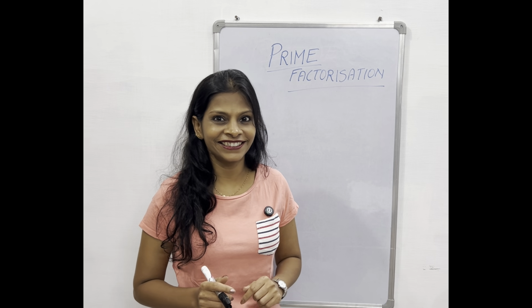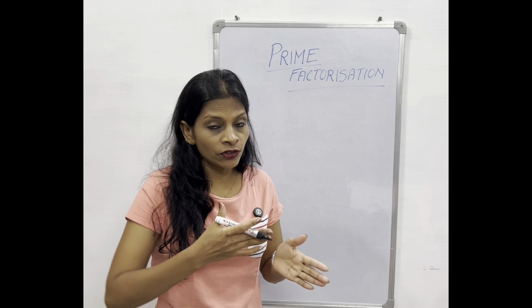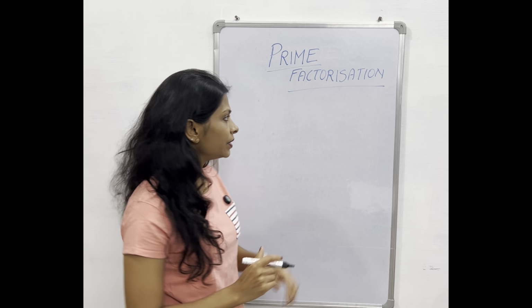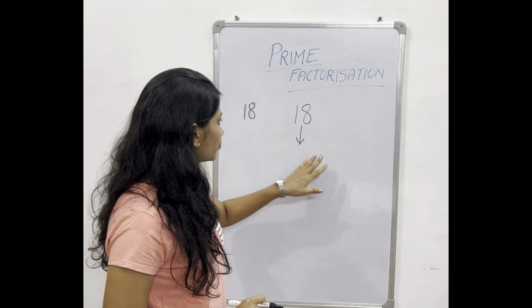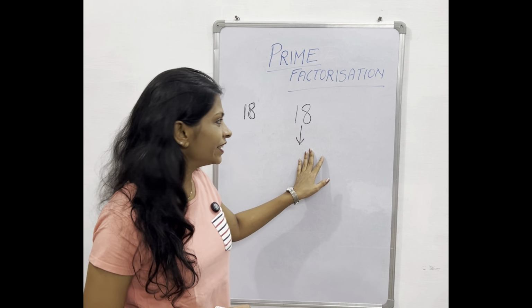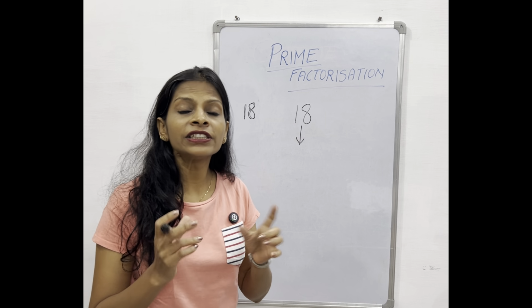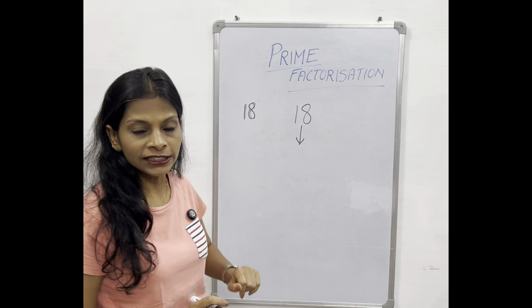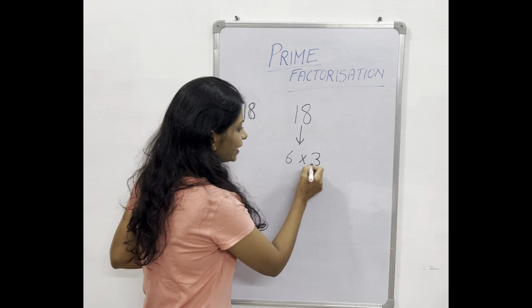Let's get started. Prime factorization means finding all those prime factors of a number which when multiplied give me the resulting number. For example, let's take 18. To find the prime factorization of 18, we have to break down 18. When I say break down 18, it means we will think of two whole numbers which when multiplied give 18. Now we know that 6 times 3 is 18.